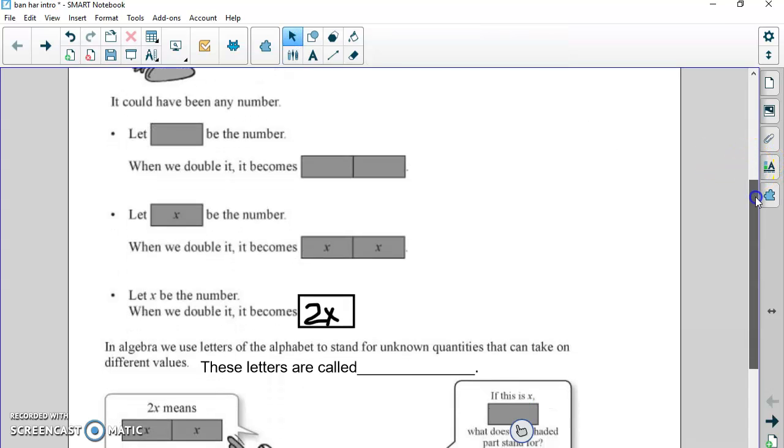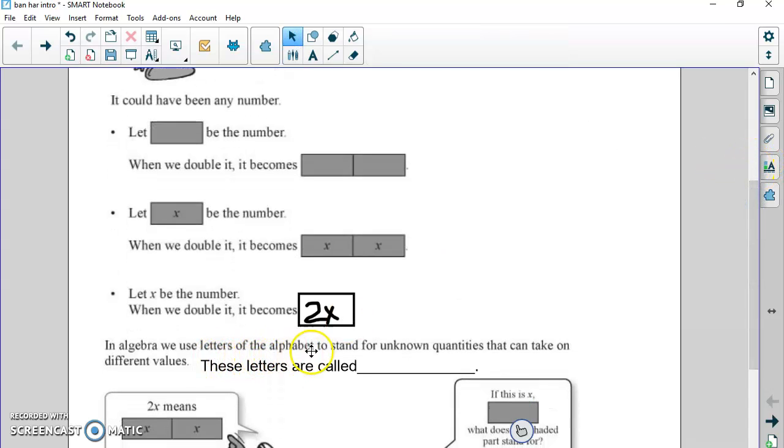In algebra, we use letters of the alphabet to stand for unknown quantities that can take on different values. These letters are called what? And you probably learned that actually in 5th grade. And that word starts with a V and it is called what? Variables. Very good. Variables.